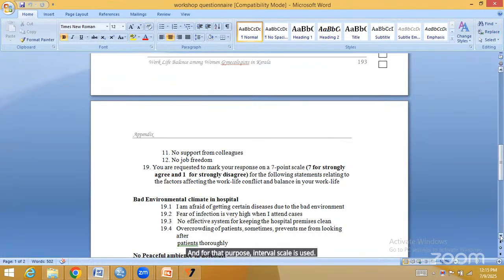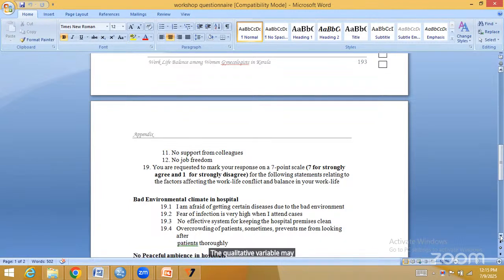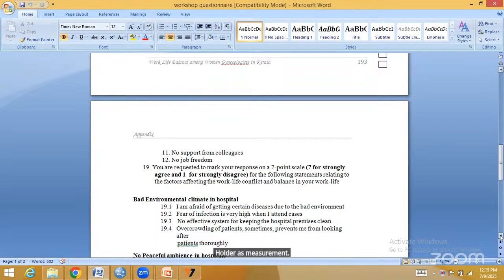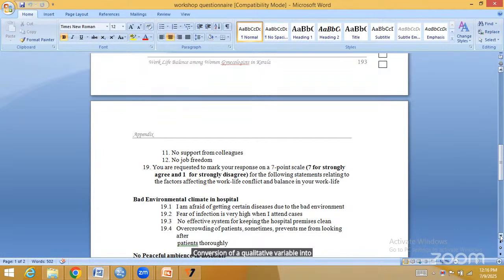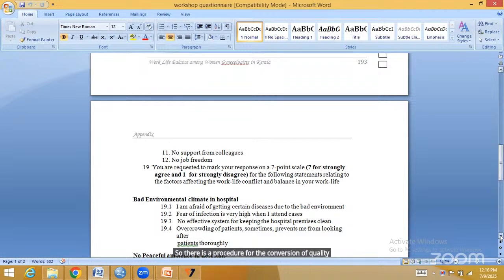Interval scale is another scale which is exclusively used for the measurement of a qualitative variable in numerically expressed figures. The qualitative variable may be converted into a quantitative variable. That is actually called measurement. So what is the exact meaning of the term measurement in research, especially in the measurement and scaling module? Measurement means conversion of a qualitative variable into a numerically expressed variable, that means a quantitative variable. So there is a procedure for the conversion.